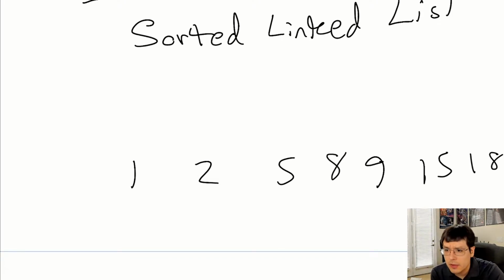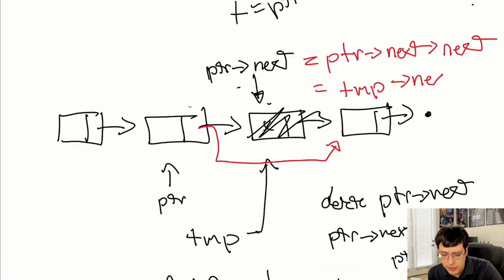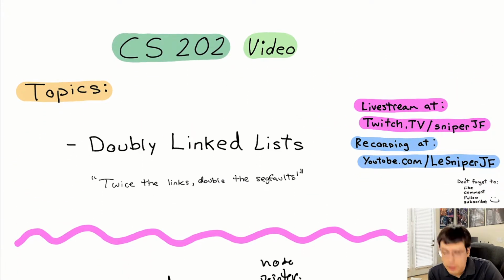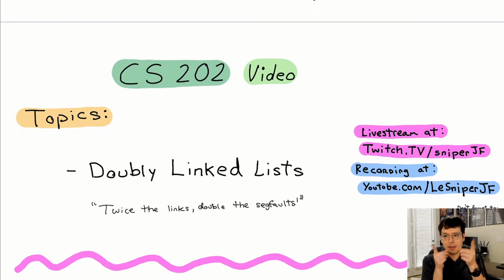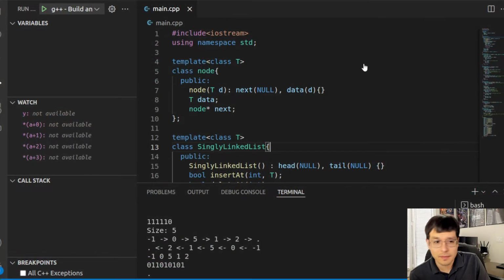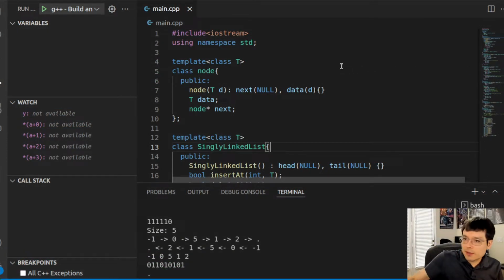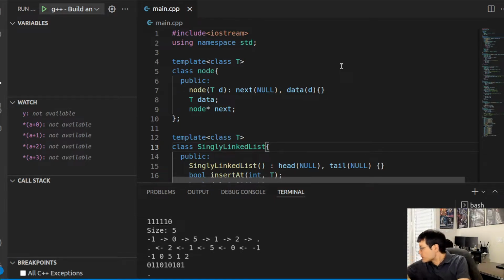Okay, so that's all I wanted to say for the prep. I think now what we just have to do is get in there and start coding it. So let's do that. So here we have the code from last time. And this code is for the singly linked list.